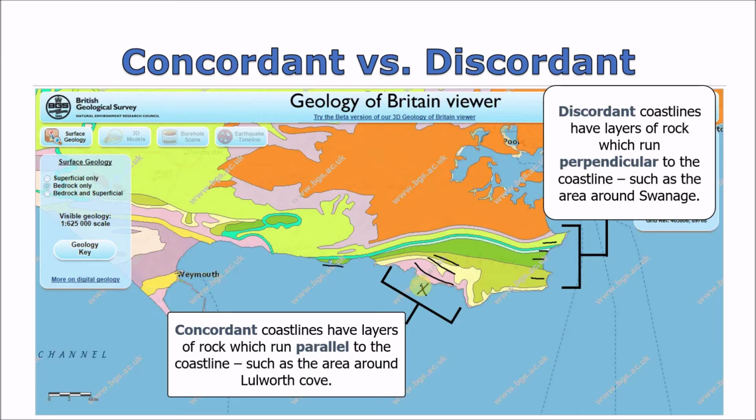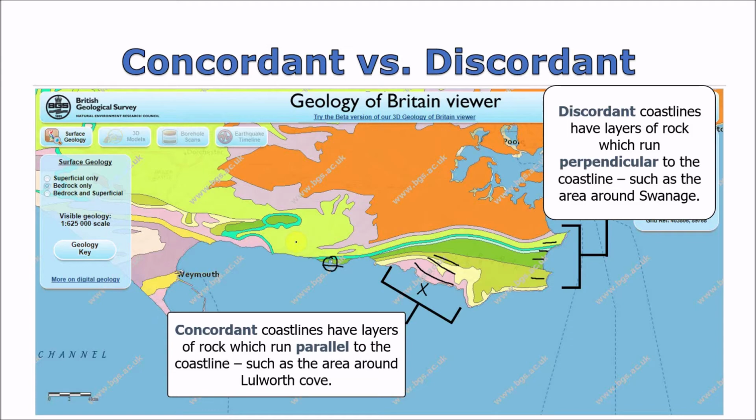They tend to be relatively straight because the rate of erosion is going to be quite similar because it's the same type of rock. However, we do find small coves or inlets, Lulworth Cove being a really good example of that along the Dorset coastline.